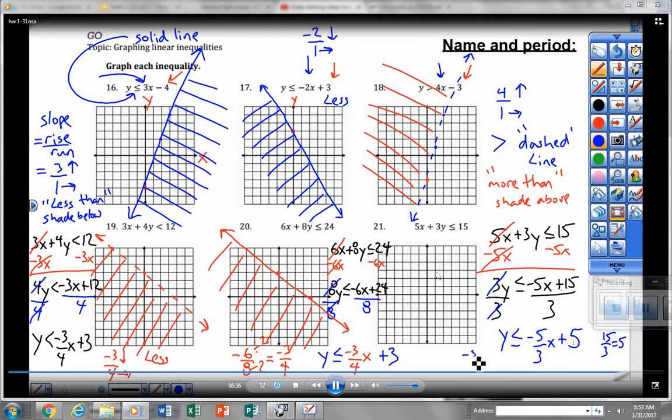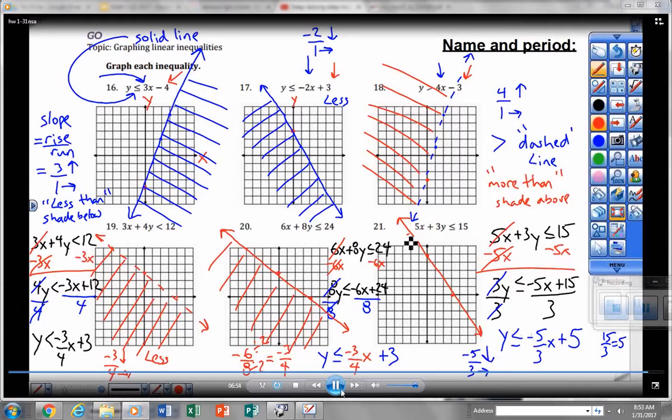So I go up to 5 on my y-axis. Every time I run 3, I rise negative 5. So run a 3, rise a negative 5. Over 3, down 5. Be able to stair step both ways. That will be a solid line because of that inequality.